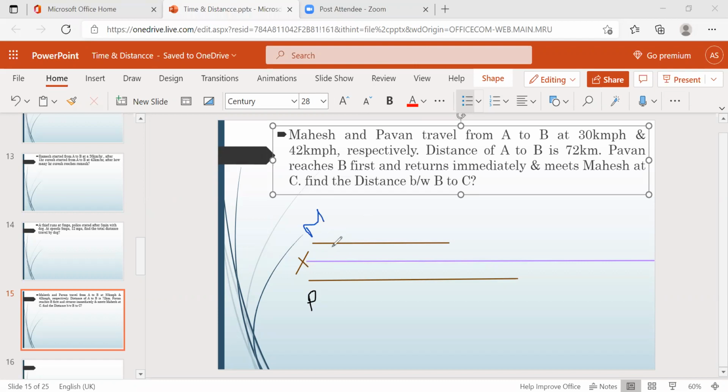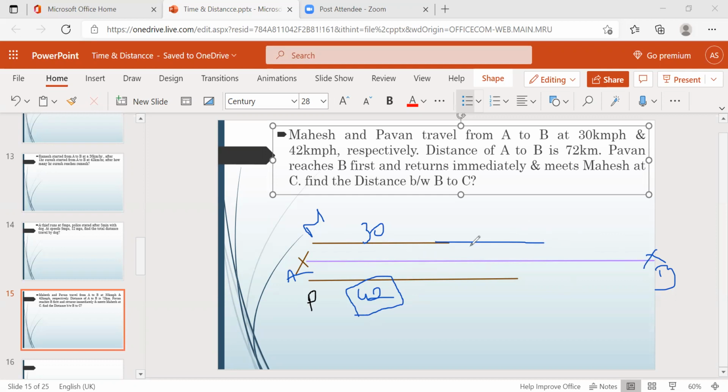Okay, done. Now his speed is 30 kilometers per hour. His speed is 42 kilometers per hour. This is B and this is A. Who will reach B first? Obviously Pawan, right? Because he is moving fast. So he will reach B. But Mahesh is on the way to reach B.